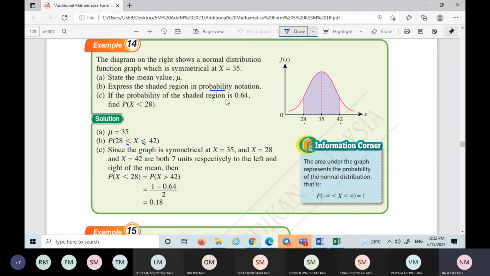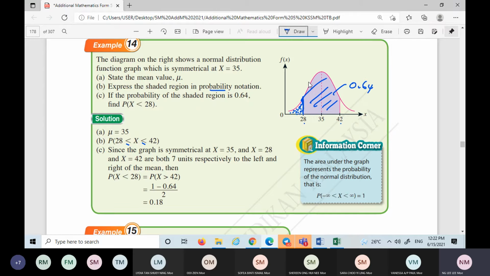Okay, look at C. If the probability of the shaded region is 0.64, the purple colour one is 0.64. Find the probability for x smaller than 28. It means what? They want the area for x smaller than 28. I put the dot, dot, dot. They want the area of this.